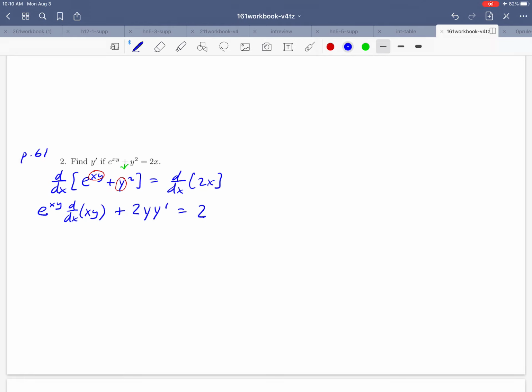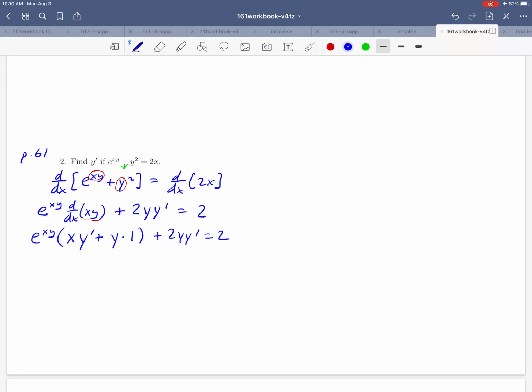Continuing to the next step, we've got an e to the xy that we're done with. And now we need to take the derivative of x times y. Notice that that's a product, x times y. And so we need to use the product rule to take that derivative. We're going to get the first times the derivative of the second, and the derivative of y is just y prime, plus the second times the derivative of the first, and the derivative of x is just 1, plus 2y prime equals 2.